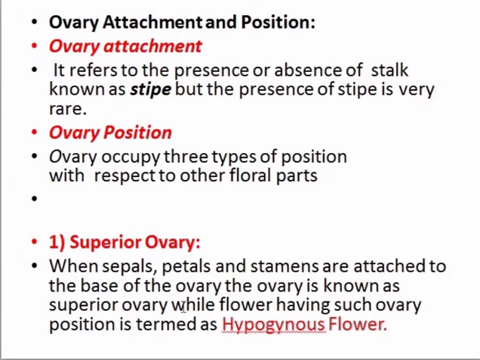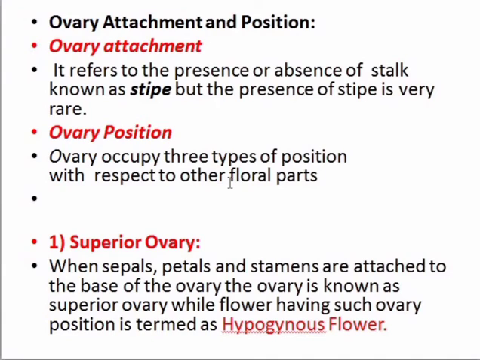Ovary attachment and its position. What is meant by ovary attachment? It refers to the presence or absence of a stalk known as stipe, but the presence of stipe is very rare. Ovary attachment means how the ovary is attached to the receptacle, but in most cases it is directly attached to the receptacle without a stalk. But in some flowers there is a stalk, and this stalk is known as stipe, that we have already discussed.